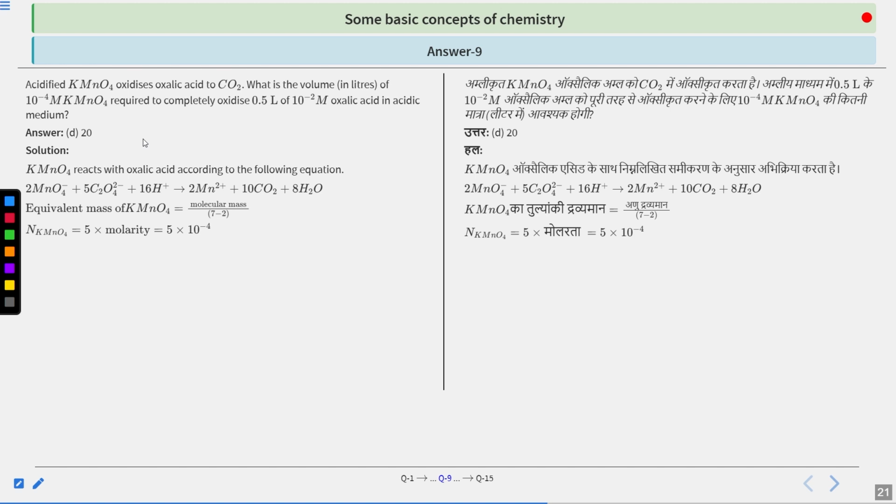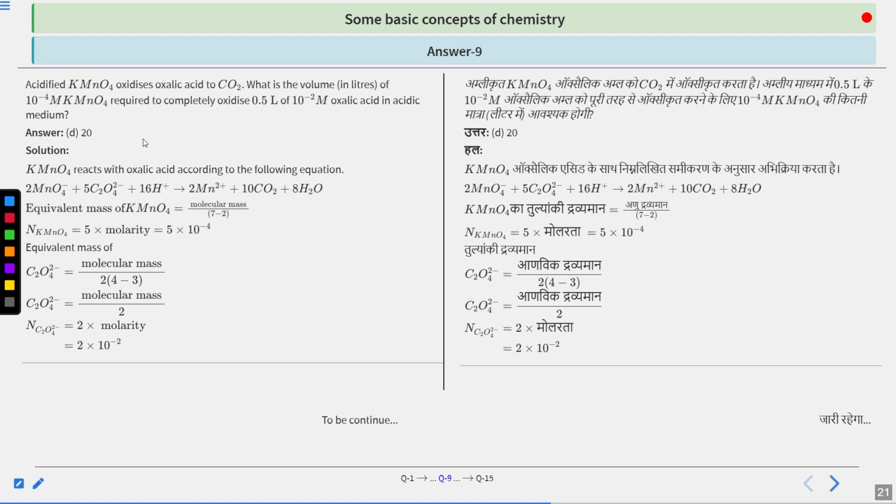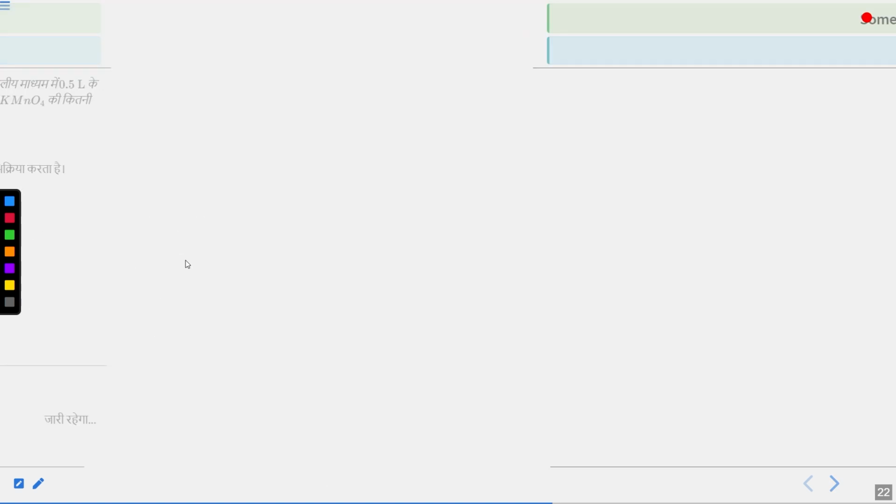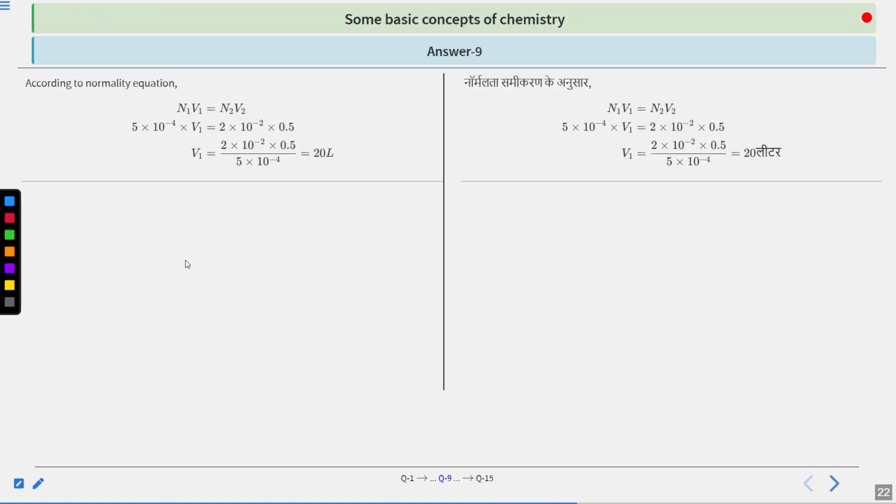Clear? Okay. So the equivalent weight of oxalic acid will be how much? For C2O4 2 minus, the molecular mass by 2, or we can simply write it as molecular mass by 2. What will be the normality of C2O4 2 minus? It will be 2 into molarity, that is 2 into 10 to the power minus 2. Now, according to the normality equation, N1V1 equals N2V2. Hence, we can write this and get the volume as 20 liter. So 20 liter is your correct answer.